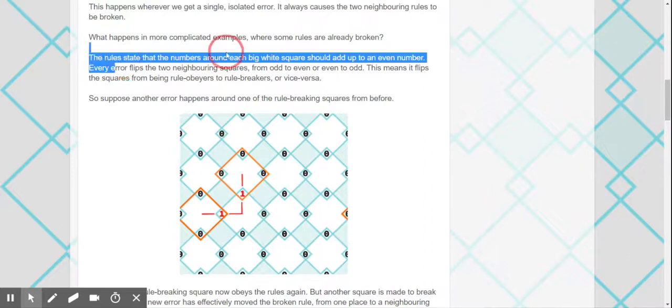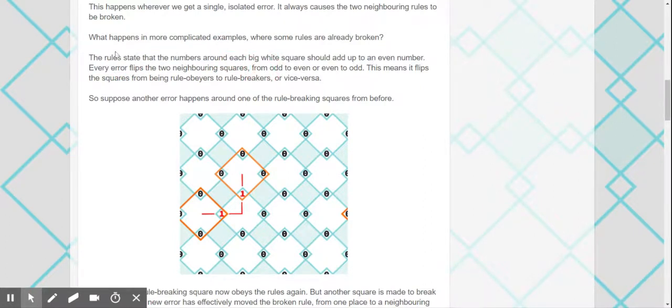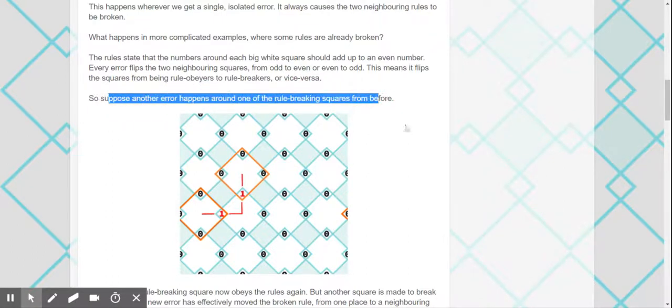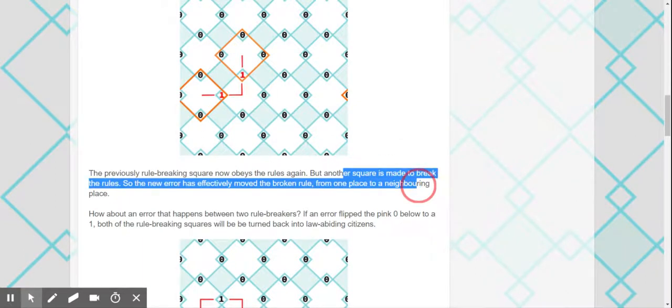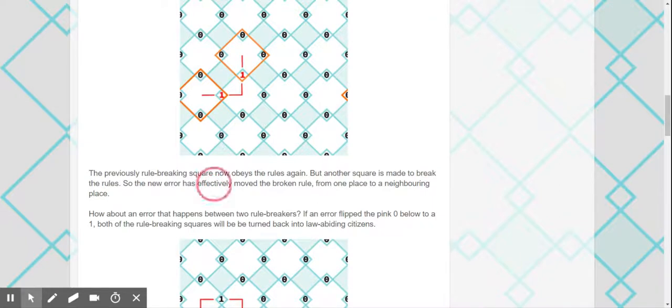The rules state that the numbers around each big white square should add up to an even number. Every error flips the two neighboring squares from odd to even or even to odd. This means it flips the squares from being rule obeyers to rule breakers or vice versa. So suppose another error happens around one of the rule-breaking squares from above. The previously rule-breaking square now obeys the rules again, but another square is made that breaks the rules. So the new error has effectively moved the broken rule from one place to another.